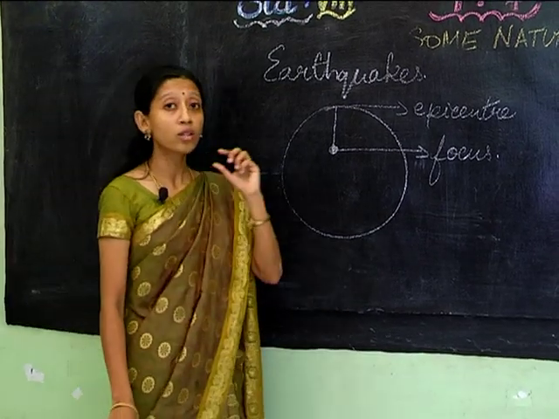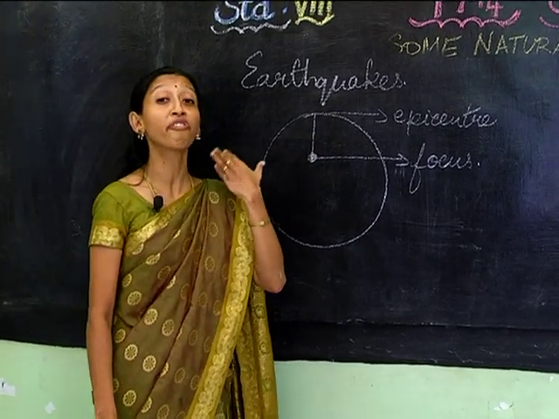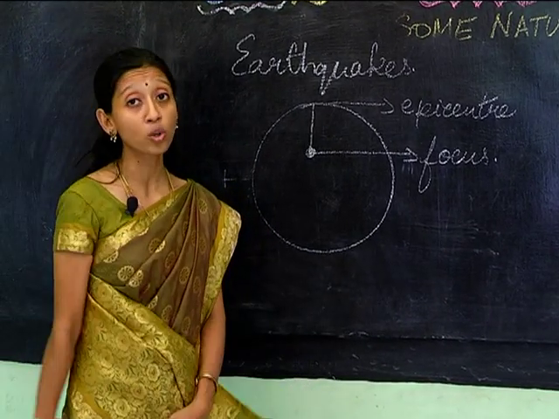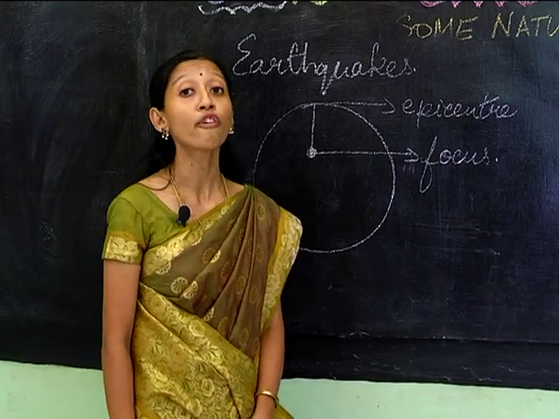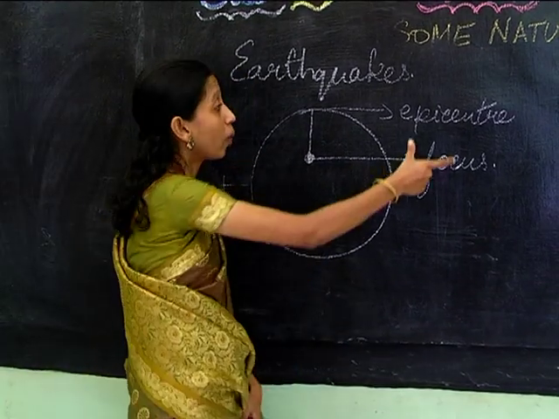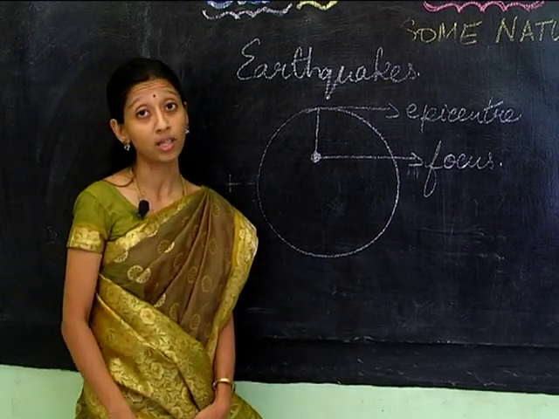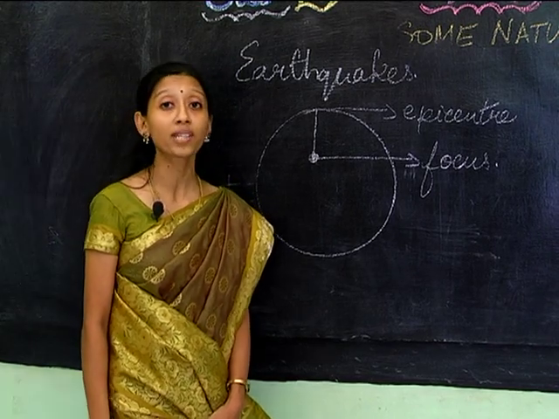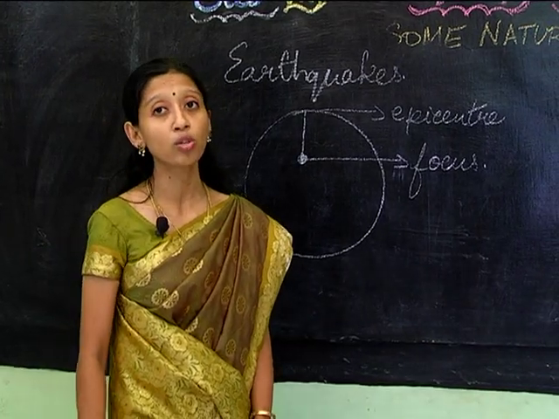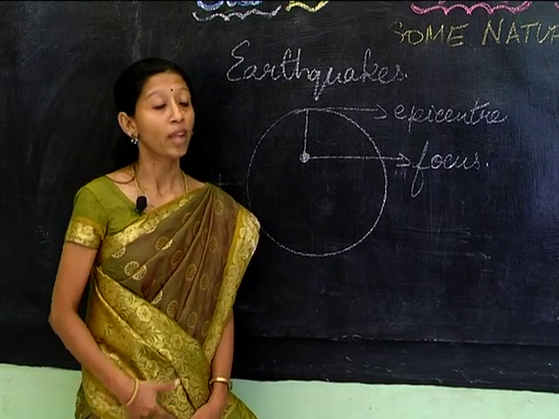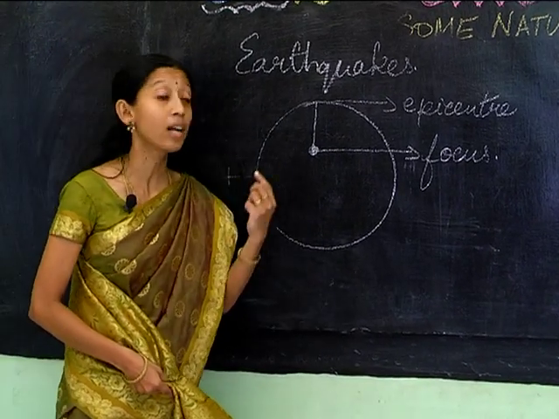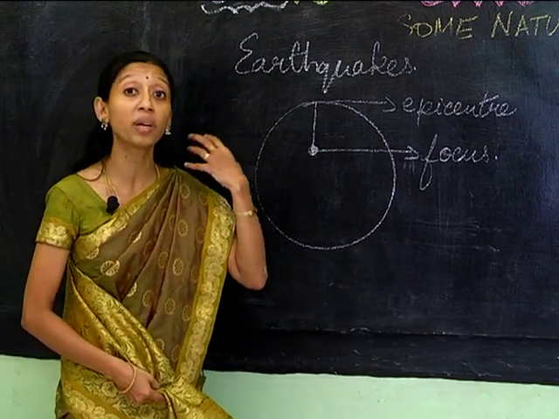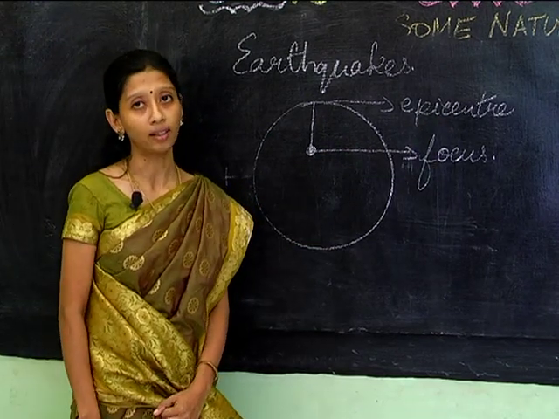Next, these zones where earthquakes are frequent: Japan is a seismic zone or a fault zone because Japan is always an epicenter for earthquakes. It is a place where earthquakes occur very frequently. Places where earthquakes occur frequently are called seismic zones or fault zones. The place where the earthquake starts is called the focus, and the area directly above the focus where the earthquake is felt is called the epicenter.